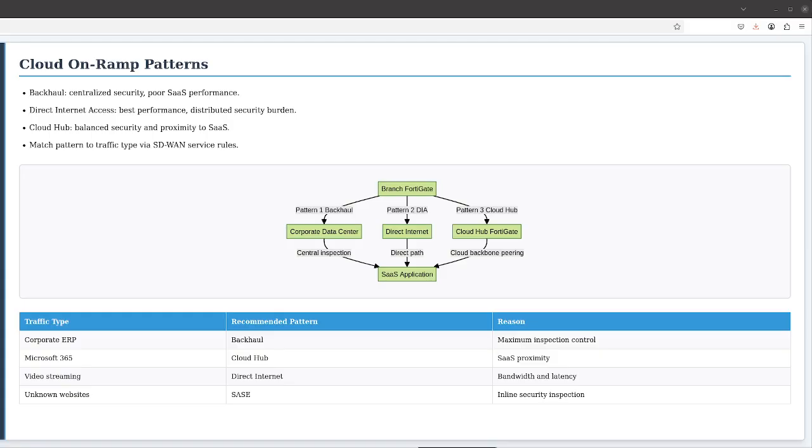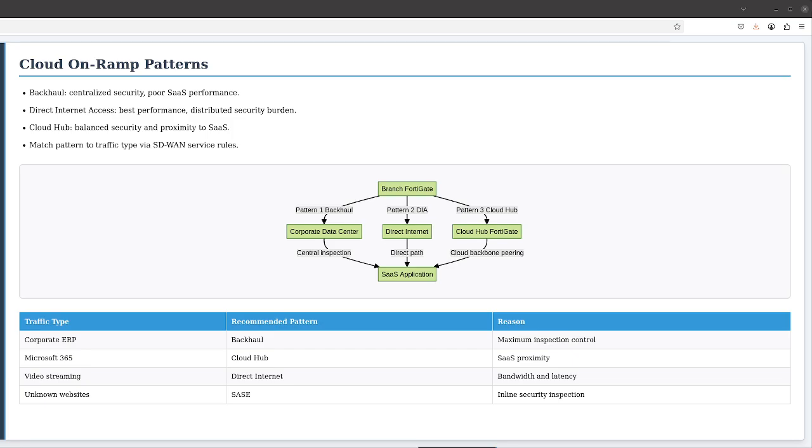The branch sends software-as-a-service-bound traffic through the SD-WAN overlay to a FortiGate hub that lives inside a cloud provider, typically in a region close to the software-as-a-service application. From the cloud hub, traffic exits through a cloud resident firewall and reaches the software-as-a-service endpoint over the cloud provider's backbone, which is often paired directly with the software-as-a-service vendor. This pattern provides centralized security inspection while keeping the traffic path short because the hub sits near the software-as-a-service destination.